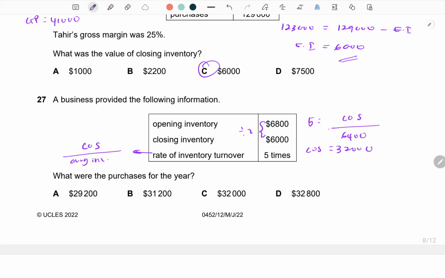32,000. Okay, the one purchase for the year. You already have the cost of sale. So just now I repeat, what is the formula for cost of sale? Beginning inventory plus purchase minus ending inventory. So this one 32,000. Beginning is 6,800 plus purchase we don't know. We want to find ending inventory 6,000. So you just can find your purchase. Rearrange it. So 32,000 plus 6,000 minus 6,800, we give you 31,200. So the answer is B.